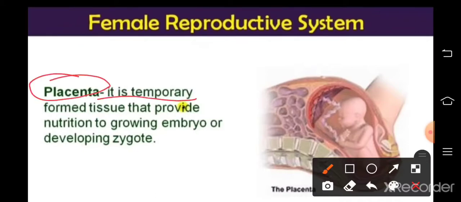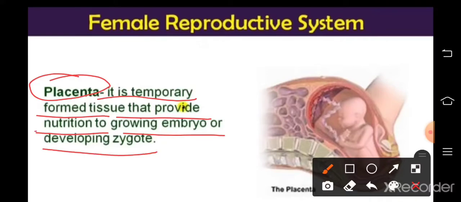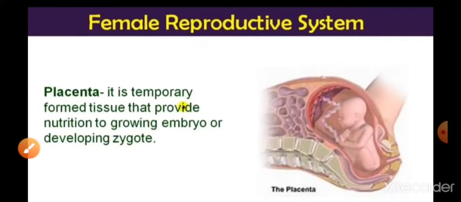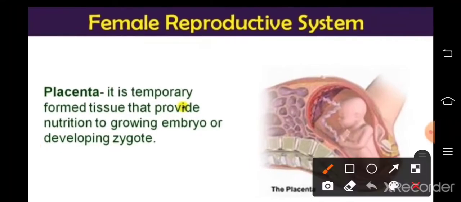The placenta is a temporary tissue that provides nutrition to the growing embryo or developing zygote. What is the function of the placenta? It provides nutrition to the growing embryo. As you see in the picture, this is the placenta, which is connected to the mother.